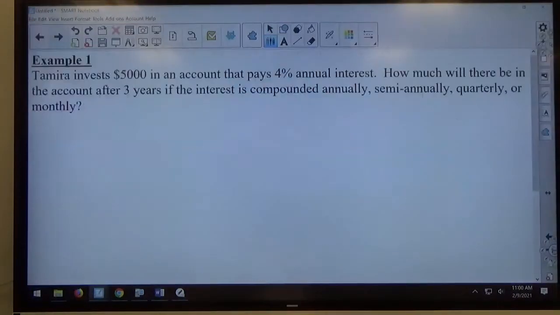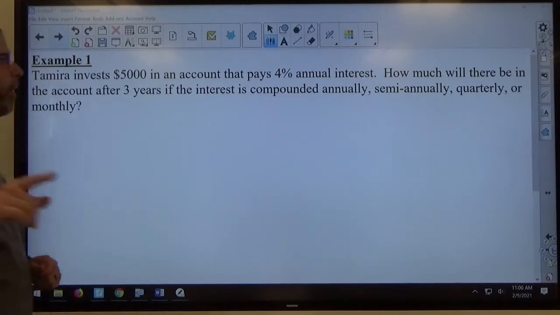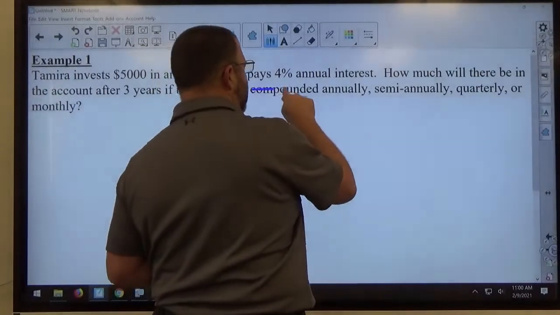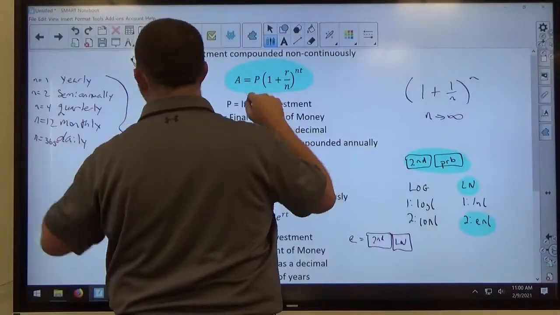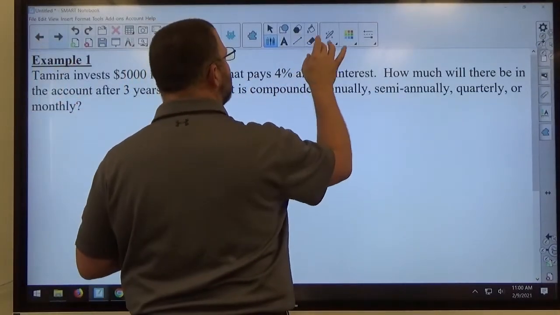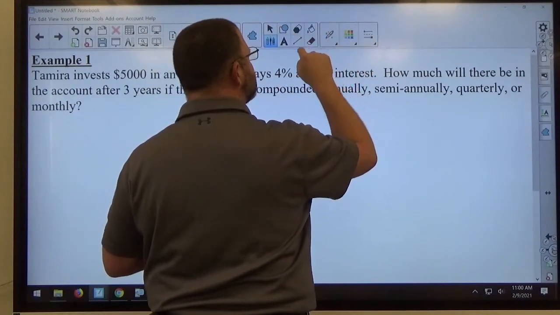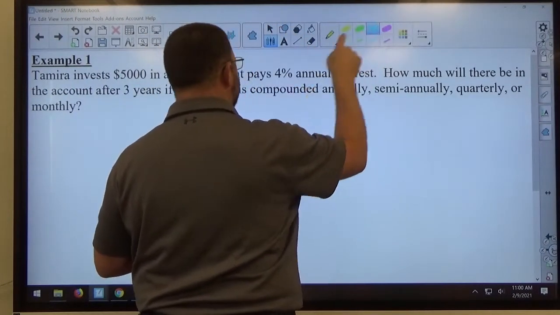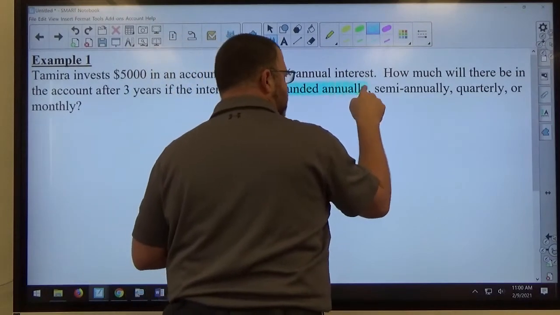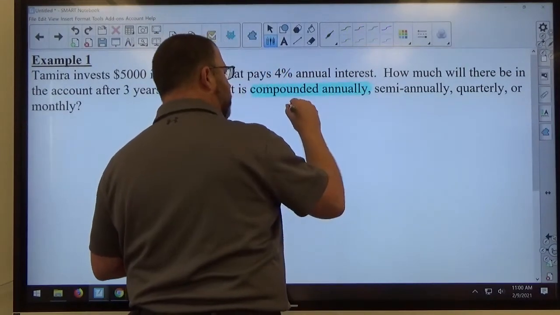All right, so if we look at example 1, Tamira invests $5,000 in an account that pays 4% annual interest. How much will there be in the account after 3 years? The interest is compounded annually, semi-annually, quarterly, or monthly. So basically this is 4 problems in one. The first one wants compounded annually. Compounded annually means that n equals 1.